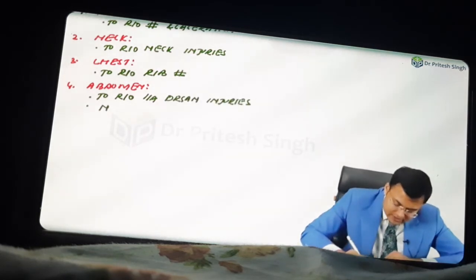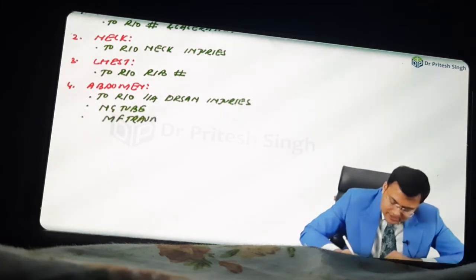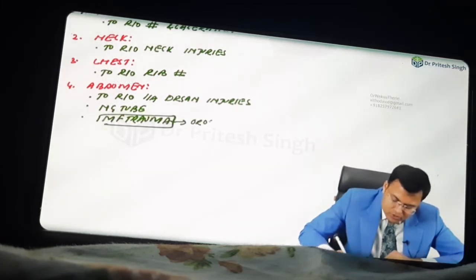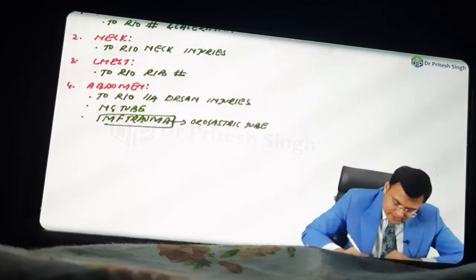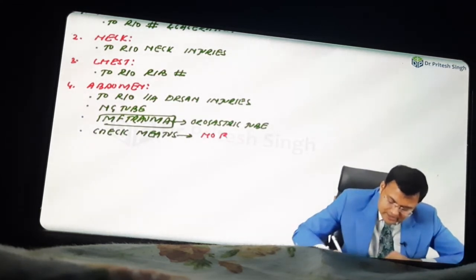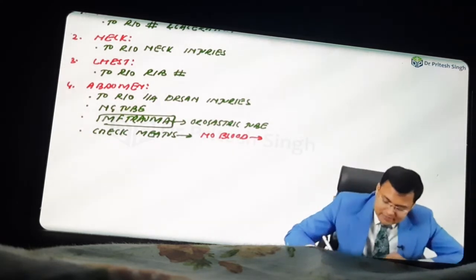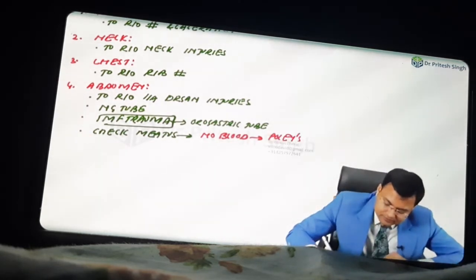Simultaneously, we have to insert a nasogastric tube, but in patients with maxillofacial trauma, we insert an orogastric tube. Check the meatus for presence of blood. If there is no blood, it means there is very low chance of urethral injury, then we go for Foley's catheterization.